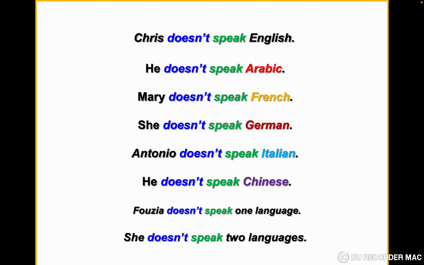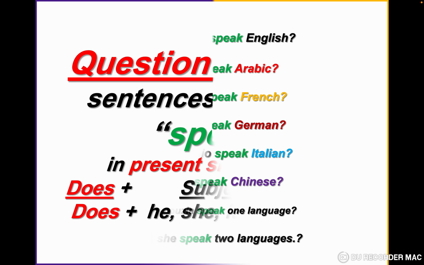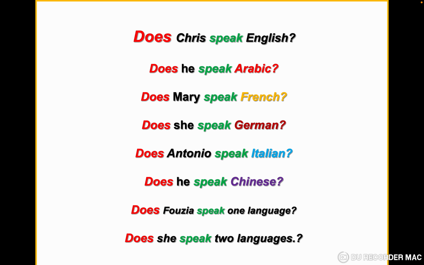Let's practice them. Let's go to the question form. Does Chris speak English? Does he speak Arabic? Does Mary speak French? Does she speak German? Does Antonio speak Italian? Does he speak Chinese? Does Fuzia speak one language? Does she speak two languages? So the same, when in the negative form or in the question form, the verb doesn't take S with he, she, it. Remember this rule.